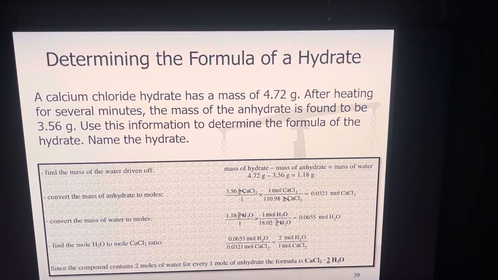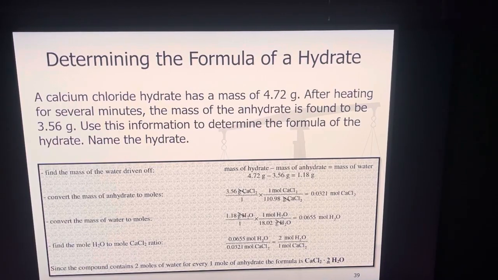numerator over denominator, oh my gosh, I can't think of the name, sorry. You know what I'm talking about. Conversion factor. There you go. By the conversion factor, which is 1 mole per 110.98 grams, but you want grams on the bottom because that's what you want to cancel out, and you want moles. So you just divide that 3.56 by 110.98, and you get 0.032 moles.